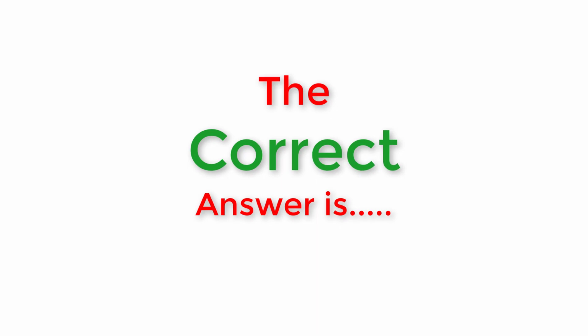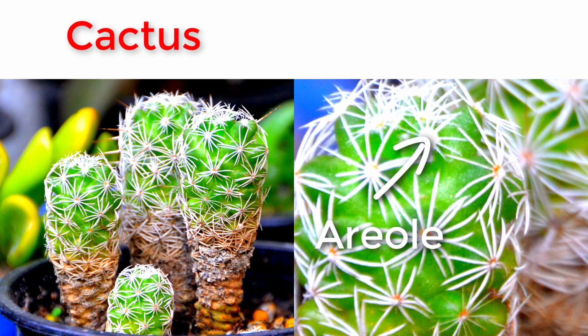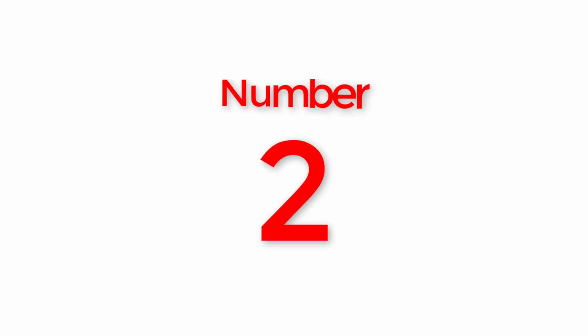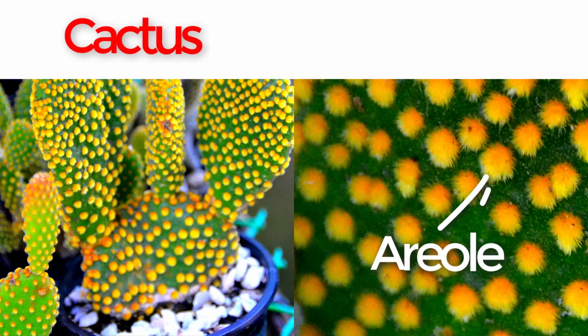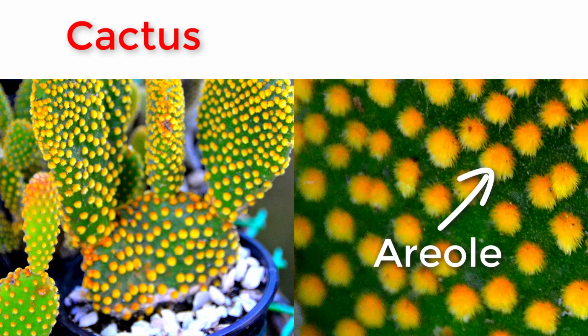And the correct answer is number 1. This is a cactus because thorns grow from the areole. Number 2. This is again a cactus because spines grow from the areole. Number 3. This is also a cactus. Glochids grow from the areole.